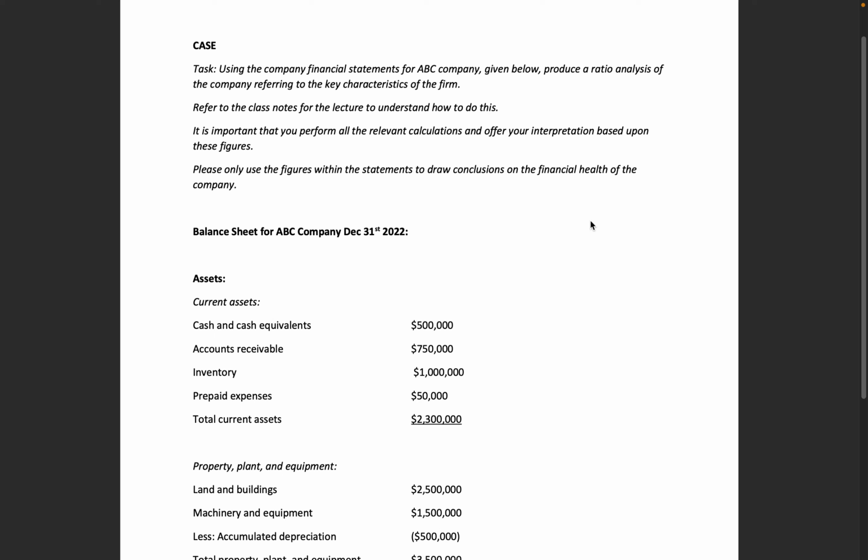So the task is, using the company financial statements for ABC given below, produce a ratio analysis of the company referring to the key characteristics of the firm. If you're not sure on how to do this, you can refer to the class notes that accompany the lecture slide on Moodle. When you perform calculations of this nature, always offer an interpretation beside them, based on the figures. Use only the figures within the statements to draw the conclusions that you make.